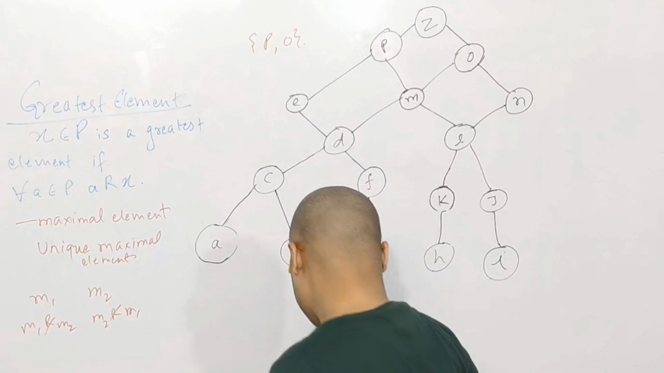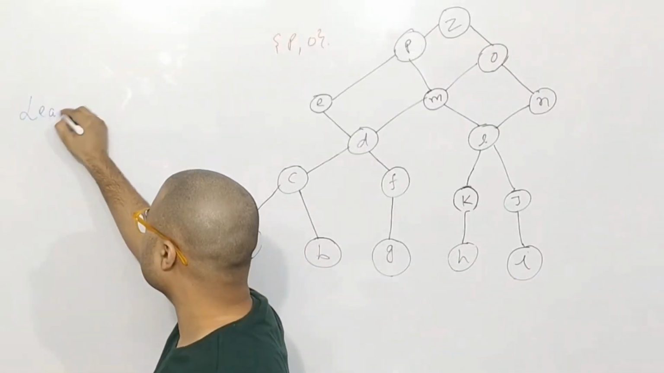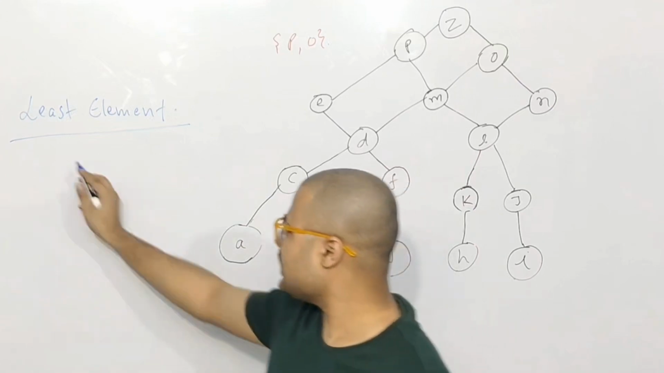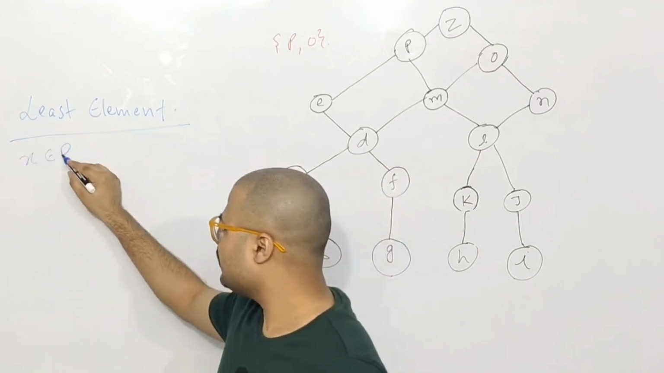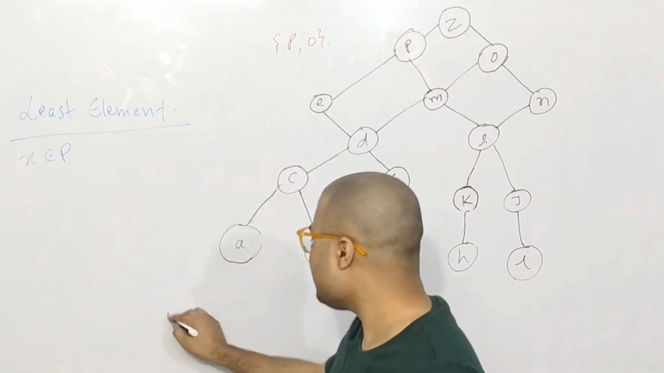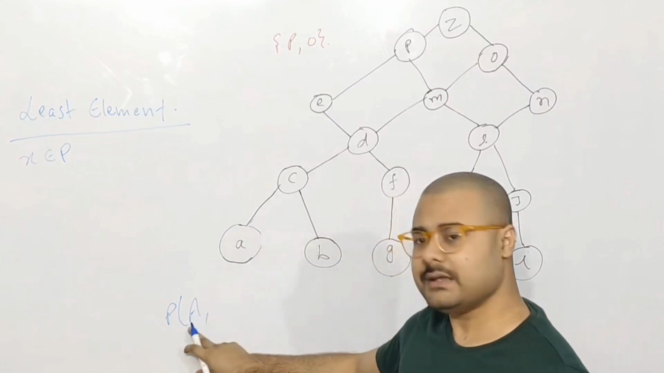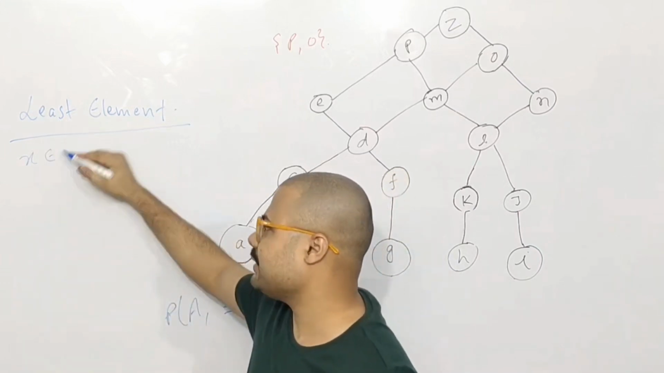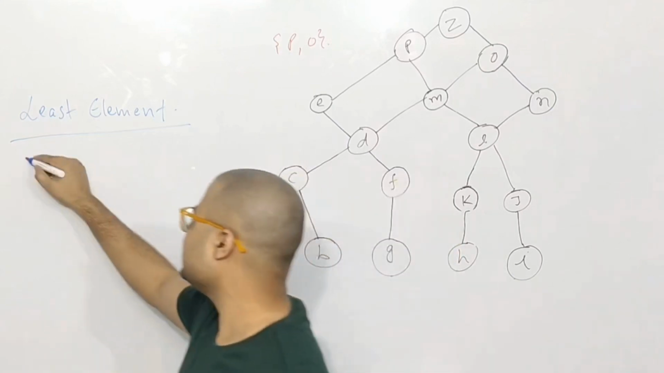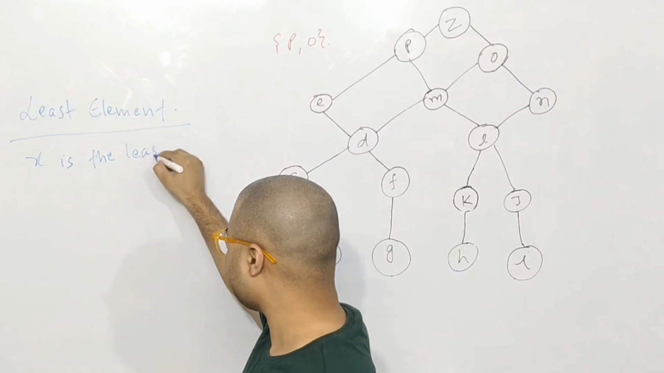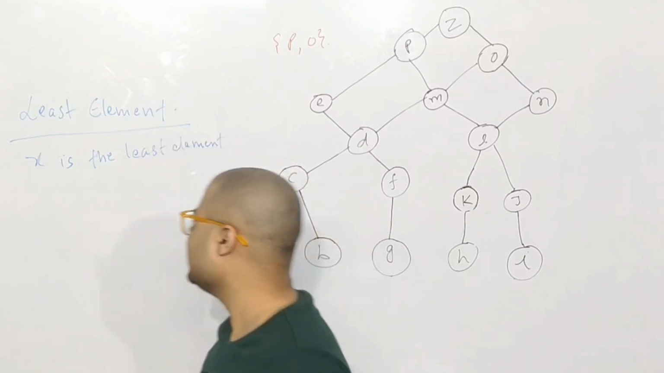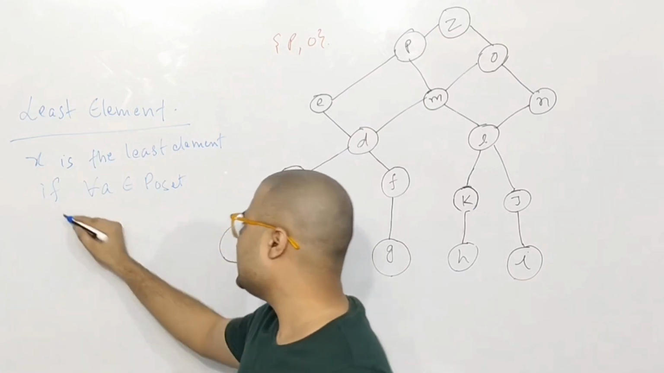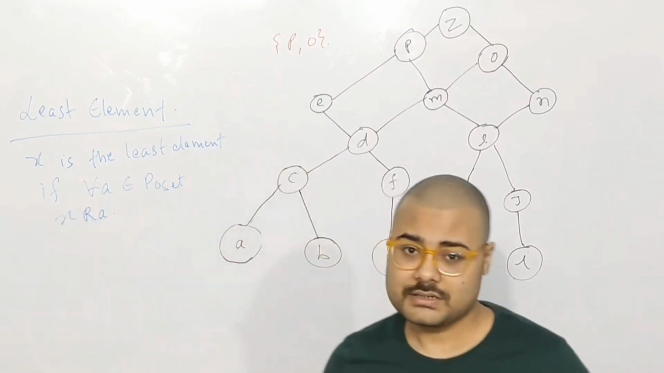Now what is the least element? An element X is the least element, X belonging to your poset. What does this P mean? This P is a poset, meaning a set and the partial ordering relation together. I am writing it as poset. So actually, more precisely, X belongs to A. Whatever it is, X is called the least element if for all A belonging to your poset, X is related to A.